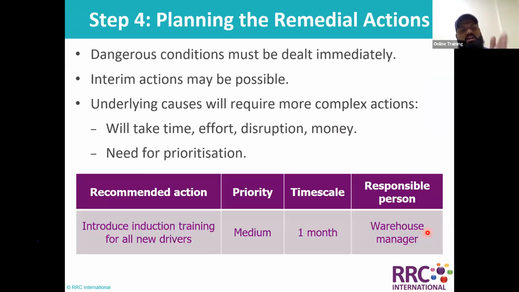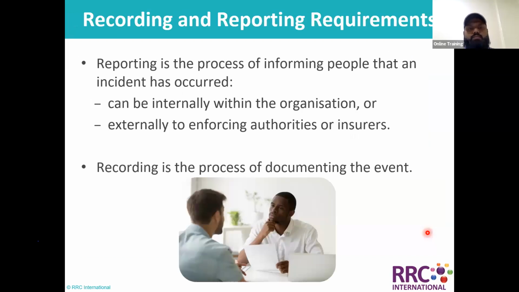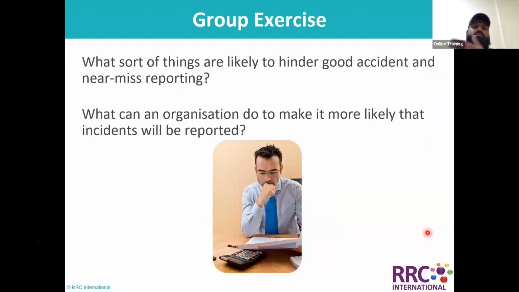Based on this, we are going to define the remedial action, what action is required, in which we are going to prioritize it. We are going to mention the time scale and who is responsible for taking this action. And then we are going to record and report the incident. What is the reason? Because we want to broadcast the incident.